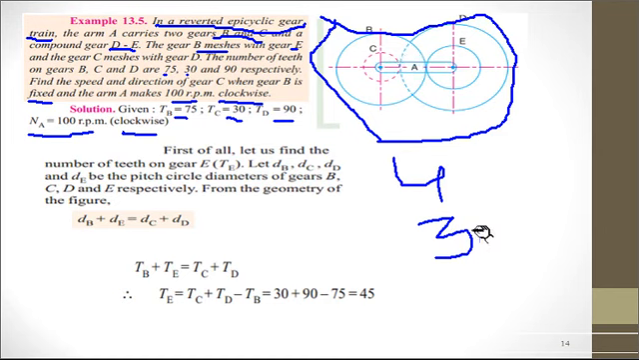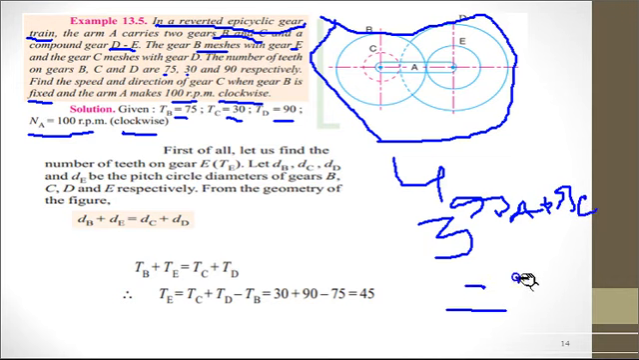RB plus RE is equal to RC plus RD. Then what is the relation between radius and teeth of a gear wheel? Here we need to assume the module is constant for all the gear wheels.